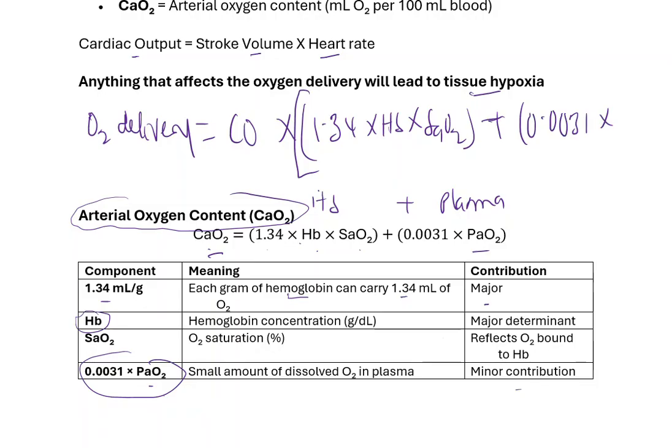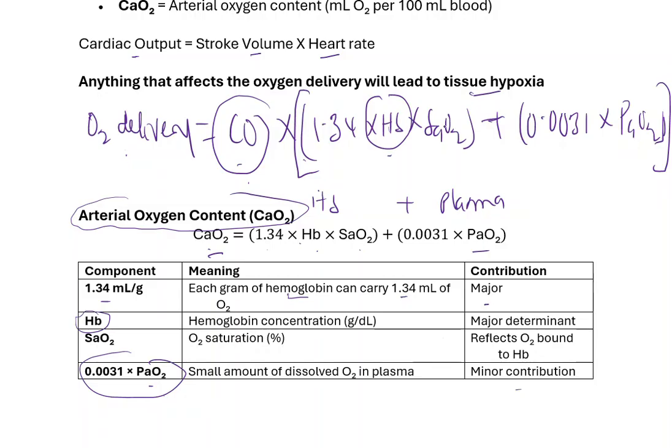0.0031 multiplied by 0.02. So looking at this formula, anything that affects any of these variables will lead to decreased oxygen delivery, and that could lead to hypoxia. So if somebody has a decrease in cardiac output, like any form of shock, then that could lead to decreased oxygen to the tissue, and that could lead to what? Hypoxia. If somebody is bleeding, or has anemia, that could lead to decreased oxygen delivery to the tissue, and that could lead to what?